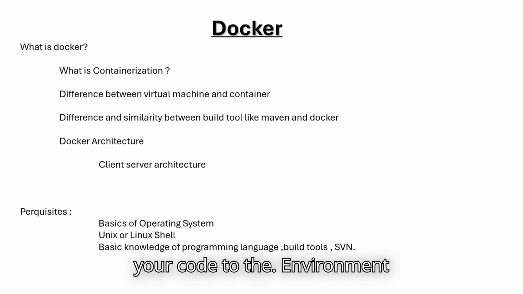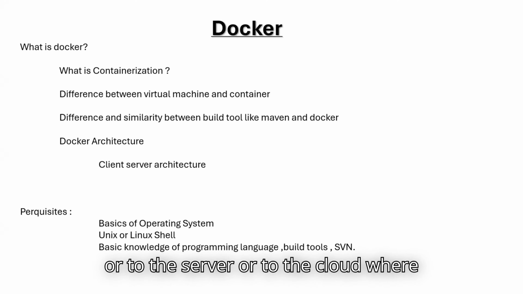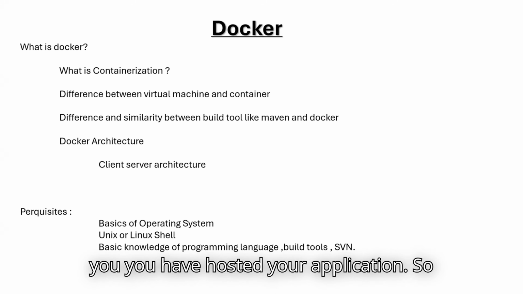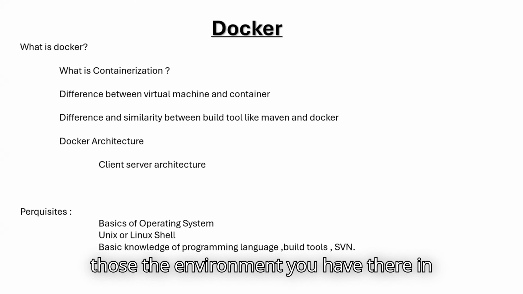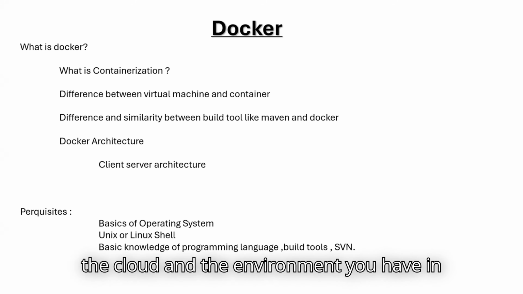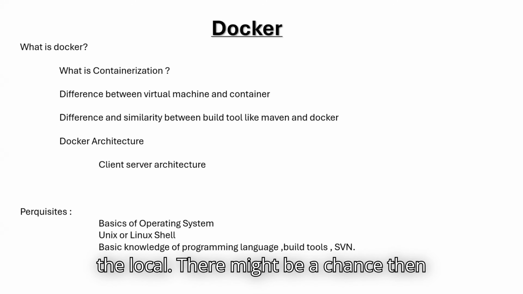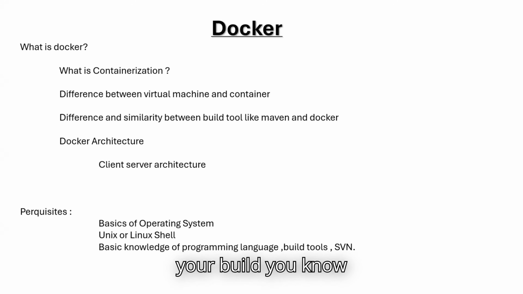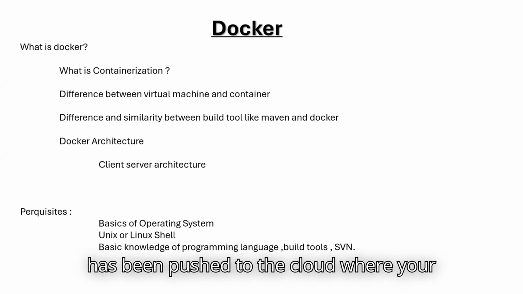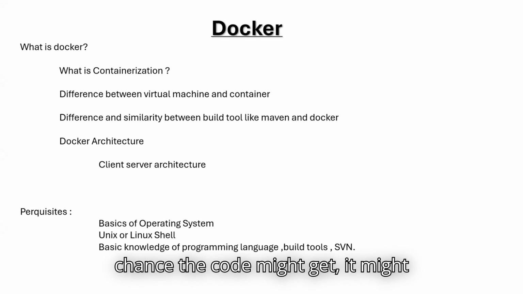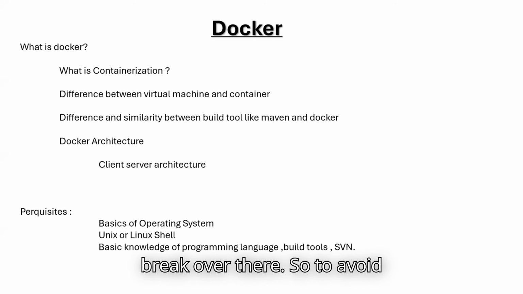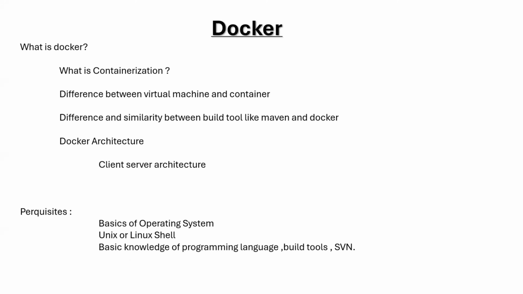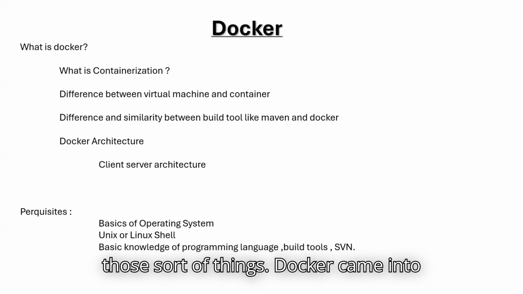And when you push your code to the environment, or to the server or to the cloud where you have hosted your application, the environment you have there in the cloud and the environment you have in the local might differ. There might be a chance that when your build has been pushed to the cloud where your applications are hosted, the code might break over there. So to avoid those sorts of things, Docker came into the picture.